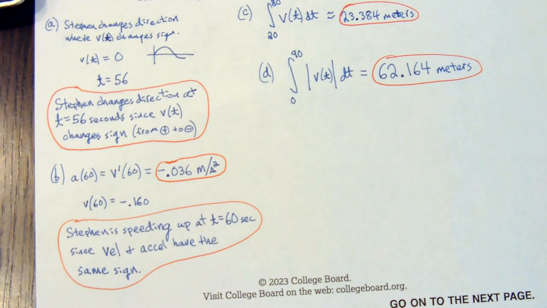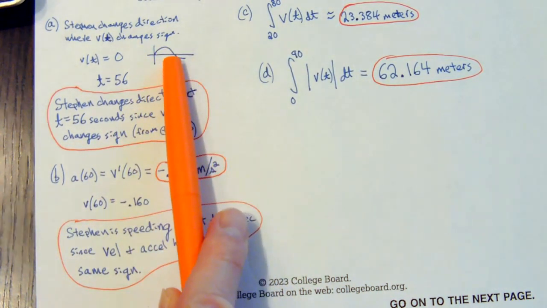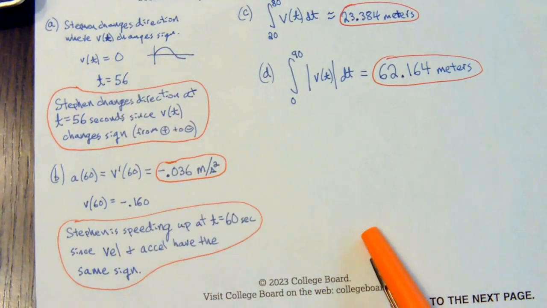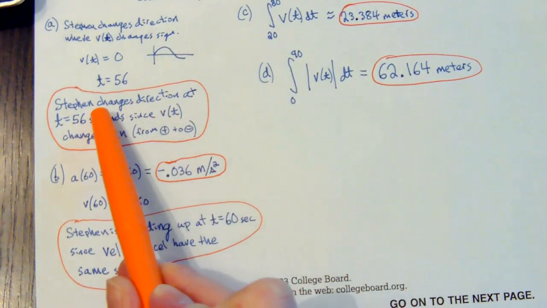And so I have that velocity function in my calculator. When you look at the graph, you can let it calculate that zero right there to get that t is equal to 56. And then we also have proper reasoning. We have to mention it changes direction.